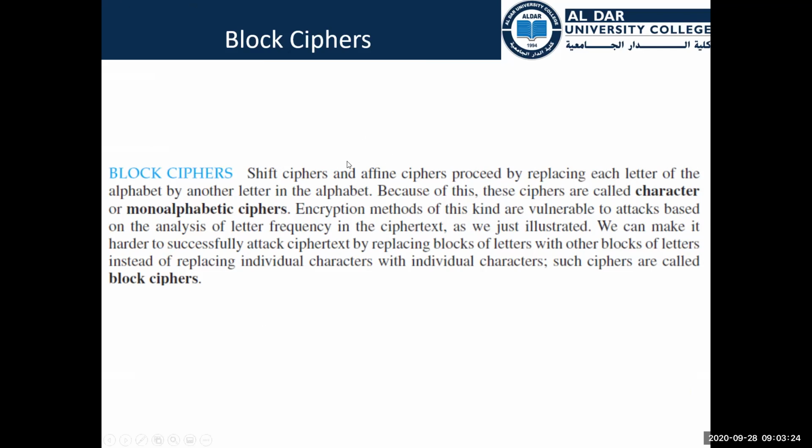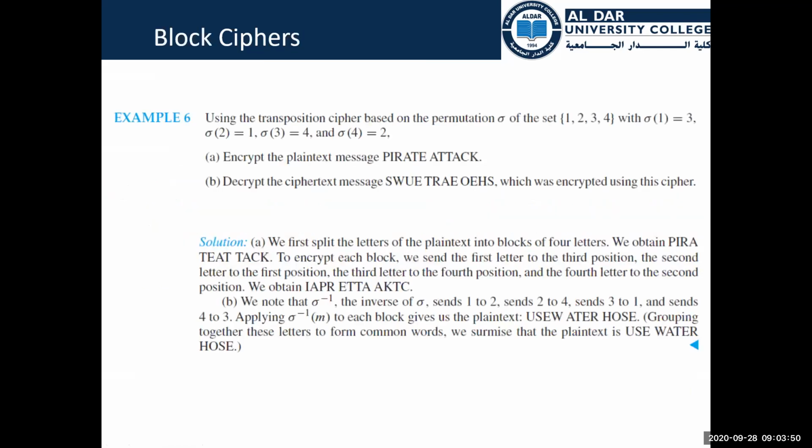So, beyond letter frequency analysis, we have another type of cipher called block ciphers. In block ciphers, we take a block of data and try to encrypt it. But here there is no frequency attack. The attacker cannot use frequency analysis. The simple transposition cipher is an example of a block cipher.